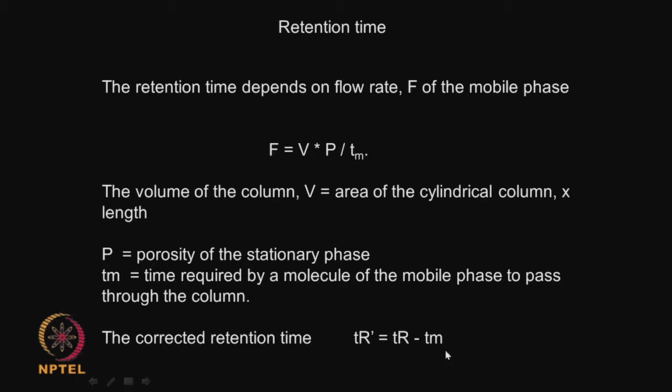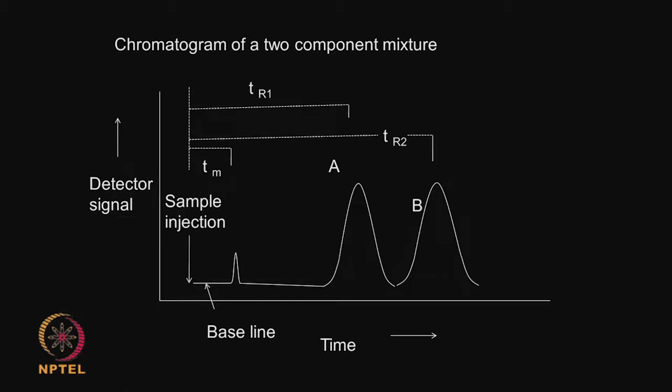There is something called corrected retention time, because as soon as you inject there will be some peak coming out. That is called the Tm. So, if you get a retention time, we need to generally subtract this time from this time to get the actual retention time. So, we need to subtract.